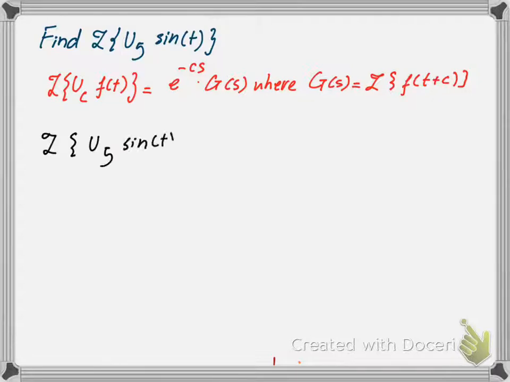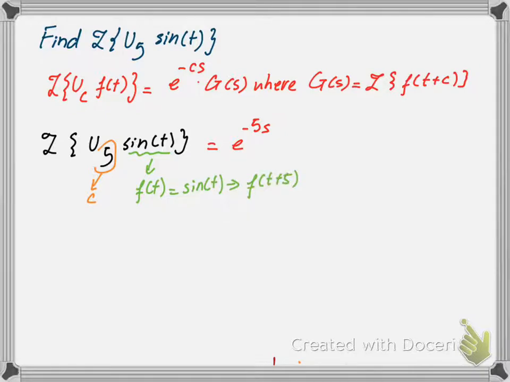So we have these functions, and we know that in u5, 5 is the step unit, right? Then you are finding the Laplace transform of u5 sine of t. First, we can come up with the first term, which is e to the negative 5 times s. And then the next thing is we have to find G of s using the function f of t. And we know that the function f of t is sine of t. Then f of t plus 5 will be sine of t plus 5.